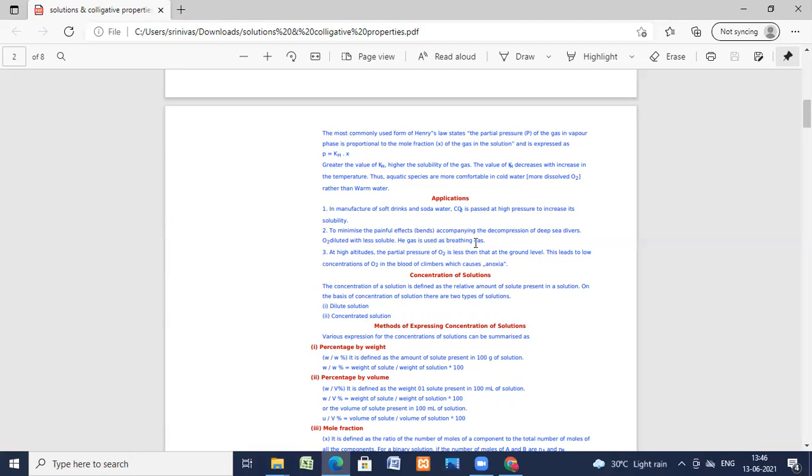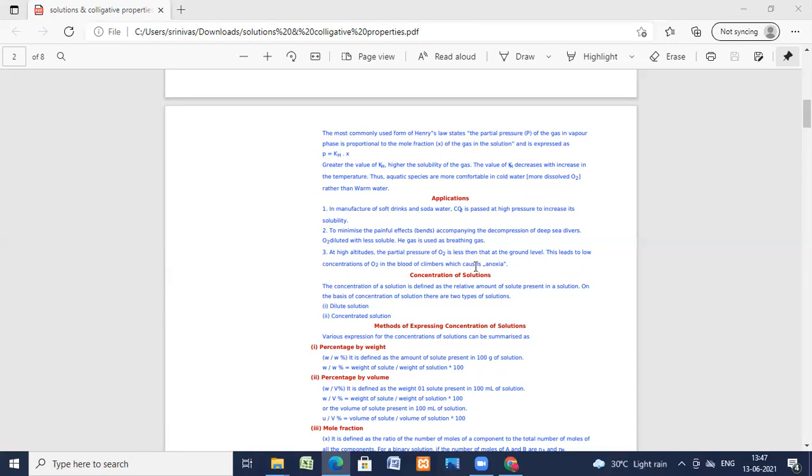and this gas is used as the breathing gas. At high altitudes, the partial pressure of oxygen is less than at ground level. This leads to low concentration of oxygen in the blood of climbers and causes anoxia. So there also we apply Henry's law. At higher altitudes, the oxygen is lesser compared to low altitudes, so there is a low concentration of oxygen in the blood for the climbers, which causes anoxia. There also we apply Henry's law.